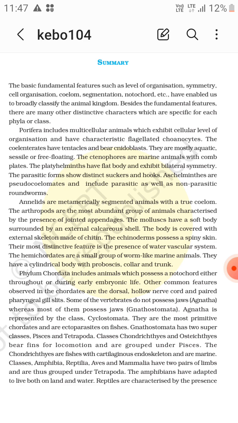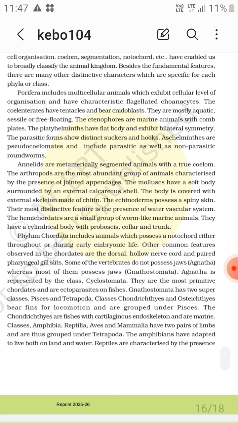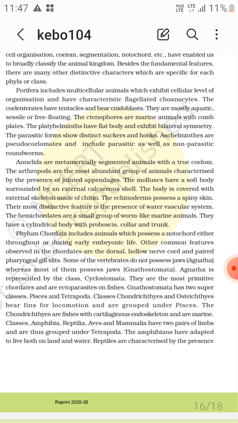The platyhelminthes have a flat body and exhibit bilateral symmetry, right? The parasitic forms of platyhelminthes show distinctive suckers and hooks to get attached to the host. Now aschelminthes are pseudocoelomates, like the body cavity is not completely lined by the mesoderm. It has pouches, so it is pseudocoelomate. Aschelminthes include parasitic as well as non-parasitic roundworms, and platyhelminthes are the flatworms, you can say.